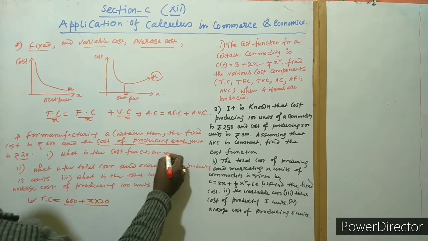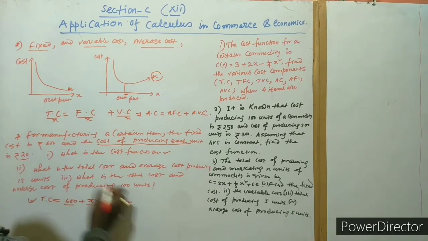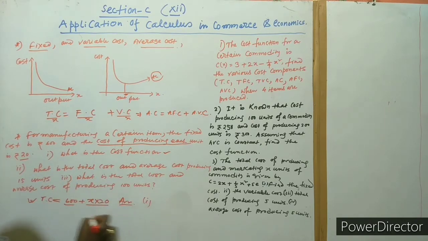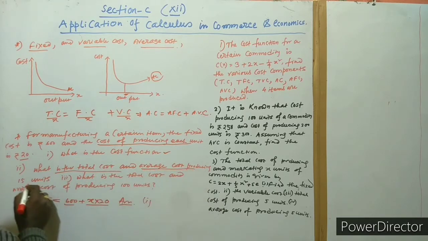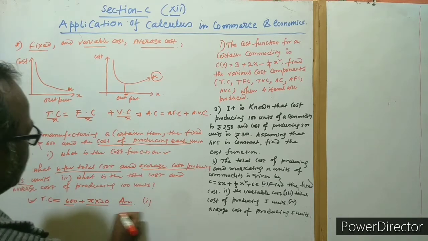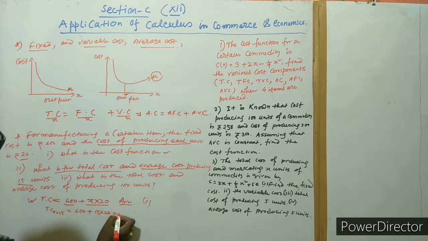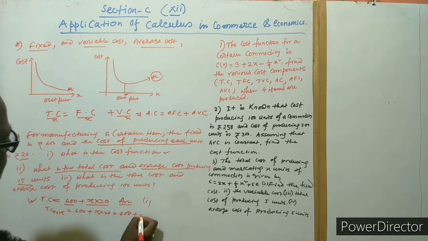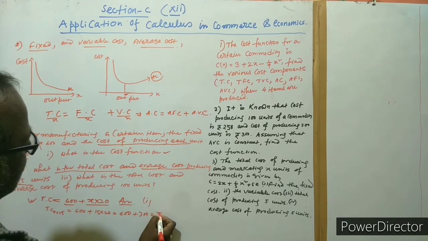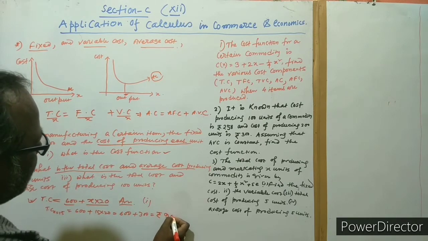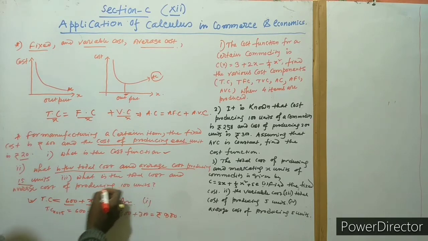And what is the cost function? This is your answer for the first part. Now what is the total cost and the average cost of producing 15 units? So TC when X is 15 units is 600 plus 15 into 20. That is 600 plus 300, which is equal to rupees 900. And average cost.